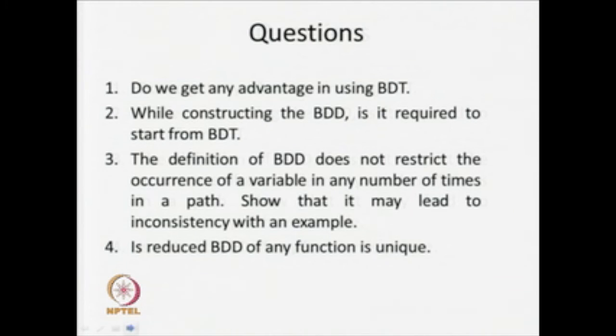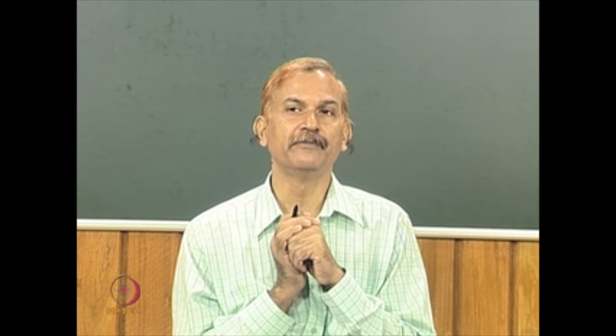Now, just look at some questions, very simple questions I am giving to you. First question: do you get any advantage in using BDT, binary decision tree? We are saying that we are going to look for a data structure which is going to give us a compact representation of a Boolean function. I have mentioned BDT, binary decision tree. Now, do you get any advantage from your BDT?